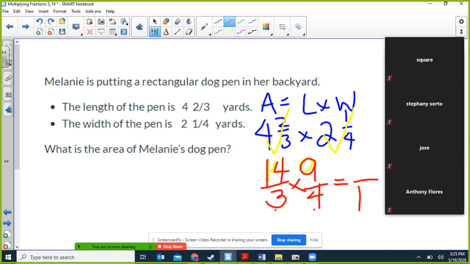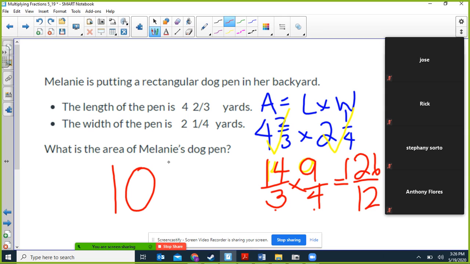3 times 4 is 12. 14 times 9 is 126. This fraction bar is the same thing as saying 126 divided by 12. If I did my long division over here, I would see that I could pull 10 groups of 12 out of 126. 10 groups of 12 is 120, so I would have 6 left over, and I would have 12. So that could be your answer.